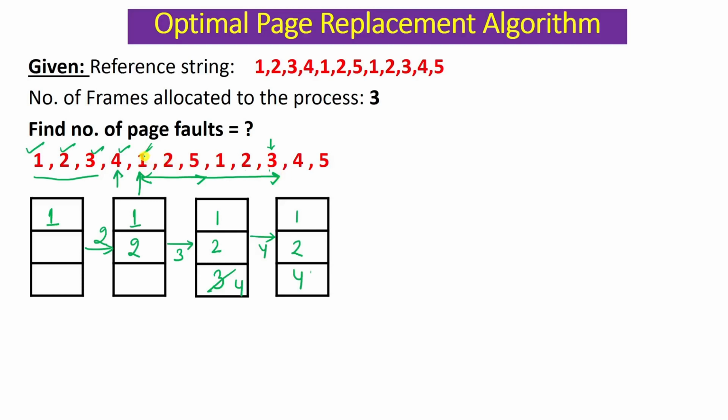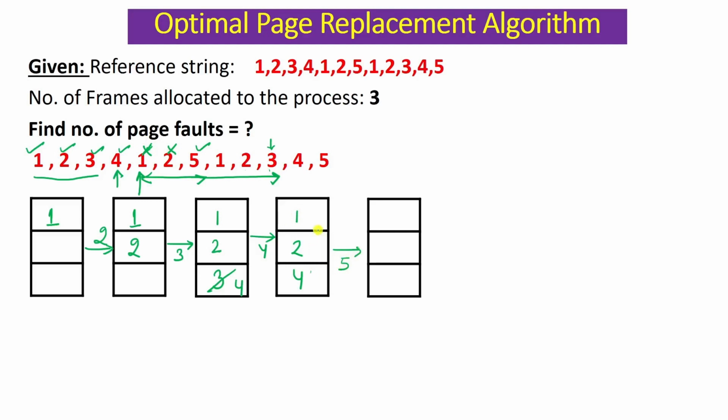So now for 1 I will write cross. Cross means it is like a page hit. It is not generating any page fault. Now see 2. So 2 is again here already, so it will not generate page fault. It is like a page hit. Okay, 5. So 5 is not present here, so 5 will generate page fault.